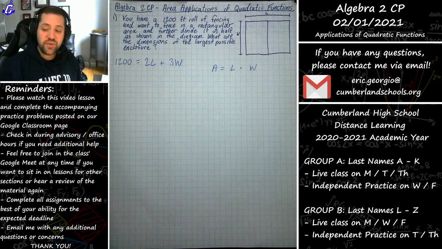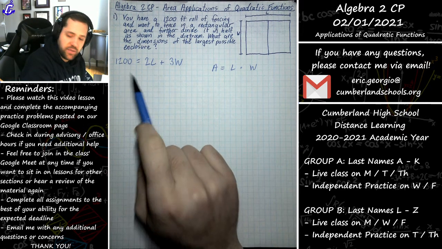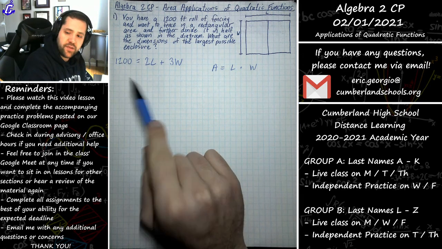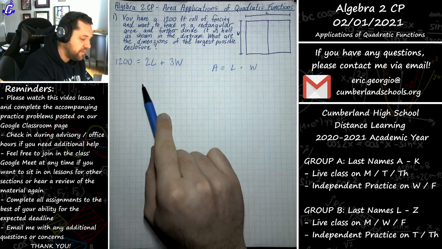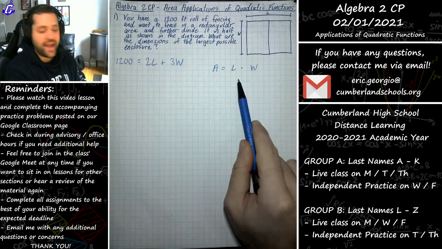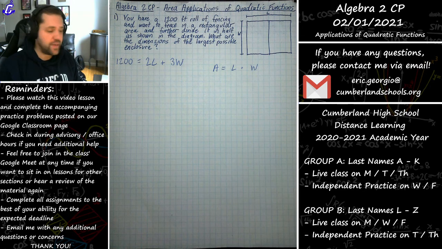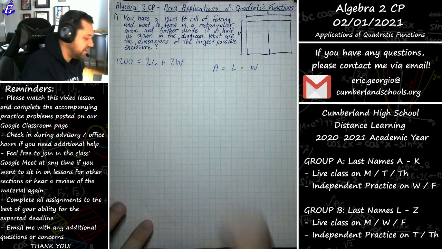Now what we can do with this equation is I can use this to get one of the variables by itself. Once one of the variables is by itself, we substitute it into here. That will allow us to create a quadratic equation, and then we can do our good old negative b over 2a to find the maximum. All right, take a look at what that's going to look like.